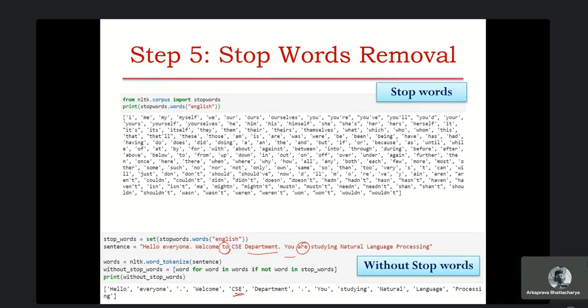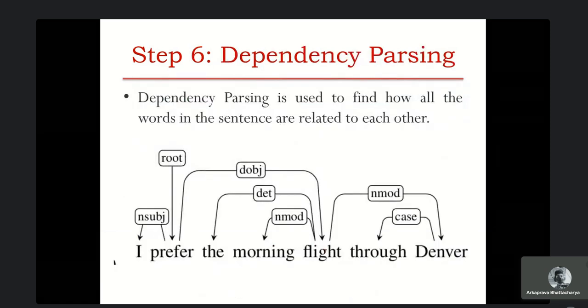Next, "are" is a stop word, so that has been removed, leaving "studying natural language processing". So this is the sentence which has been generated without stop words.